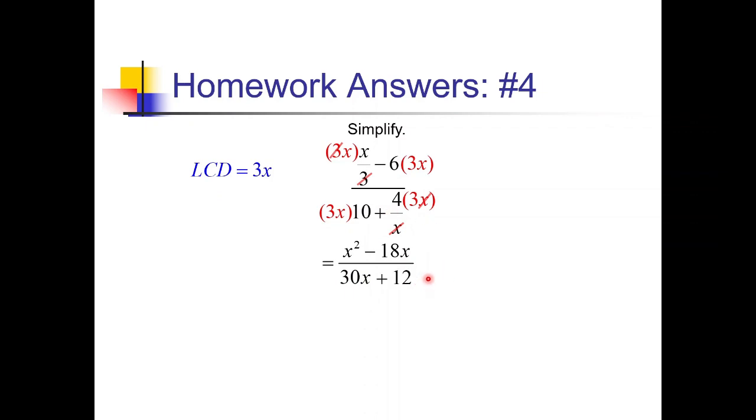Now, it is possible to factor each of these. In the numerator, I could take out an x, leaving me with x minus 18, but none of that's going to cancel anything down here. And I guess I could take a 6 out here and get 5x plus 2, but again, that's not going to cancel anything up here. So I'm just going to leave this the way it is.